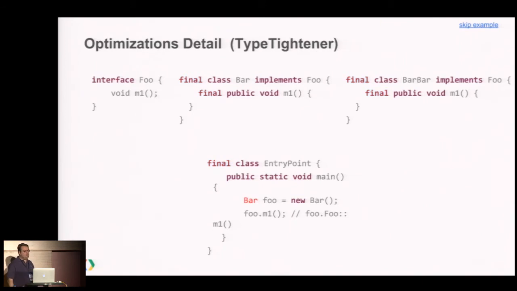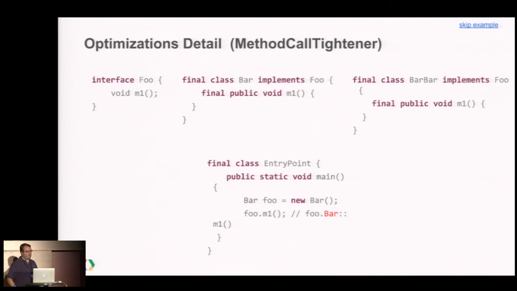The next thing we do is run type tightener. You can see here that since the left-hand side was previously declared as Foo, but we know the right-hand side is Bar, we replace that with Bar. Then we run method call tightener. Previously the method invocation here was Foo.m1, and it was pointing to this one. But we actually know now, since this is a Bar, that m1 is this m1 that's being invoked.